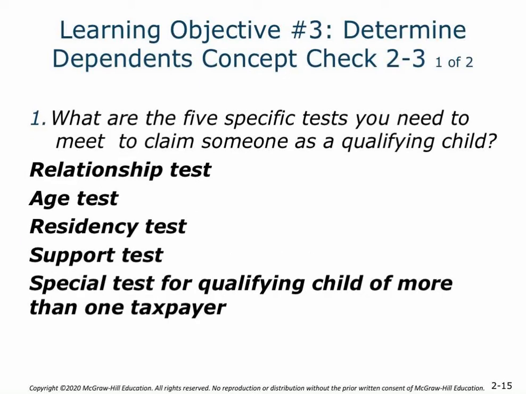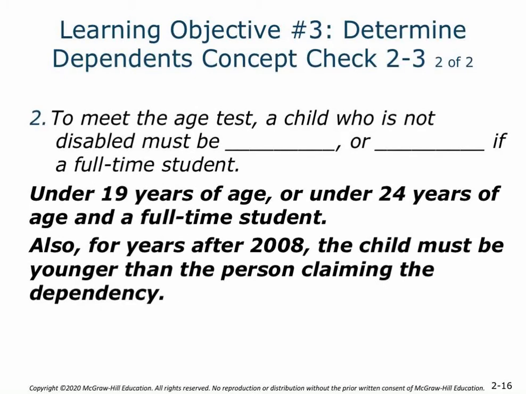So concept check 1, what are the 5 specific tests you need to meet to claim someone as a qualifying child? And it's the 5 we just went through in addition to those 3 general tests. To meet the age test, the child who is not disabled must be either under 19 or under 24 and a full-time student. And then 4 years after 2008, the child must also be younger than the person claiming the dependency.